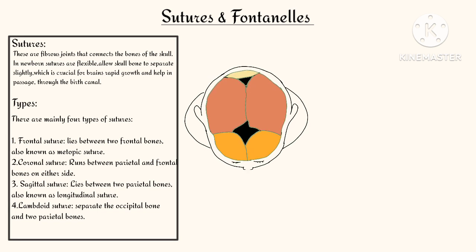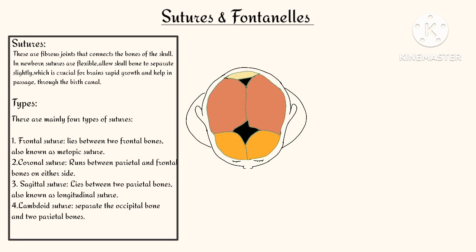Sutures are fibrous joints that connect the bones of the skull. In newborns, these sutures are flexible and allow the skull bones to separate slightly, which is crucial for the brain's rapid growth and for the head to change shape as it passes through the constricted birth canal. There are mainly four types of sutures. Frontal suture. It lies between two frontal bones. It is also known as metopic suture. Coronal suture runs between parietal and frontal bones on either side. Sagittal or longitudinal suture. It lies between two parietal bones. Lambdoid suture. It separates the occipital bone and the two parietal bones.